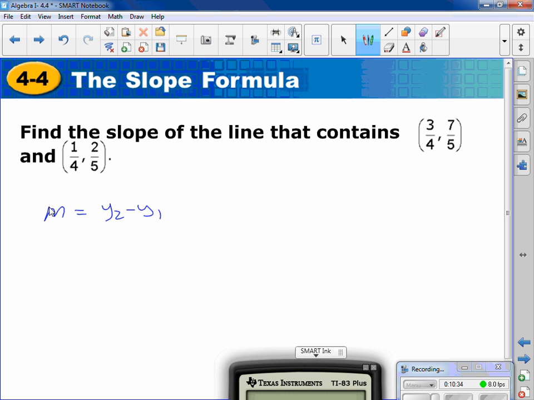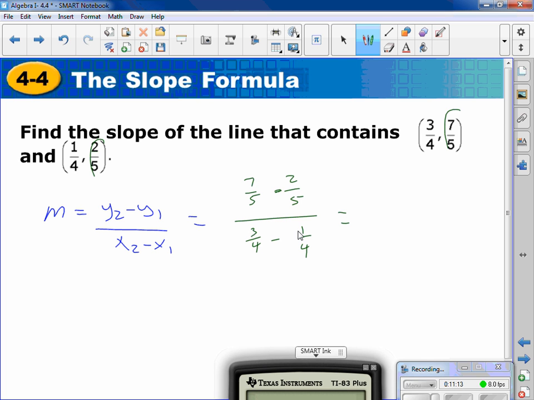y2 minus y1, x2 minus x1. Watch. You see a fraction problem, you automatically say, I can't do this. I'll call this my first y value. 7/5 minus, my other y value is 2/5. The number that goes with the 7/5 is 3/4 minus 1/4.